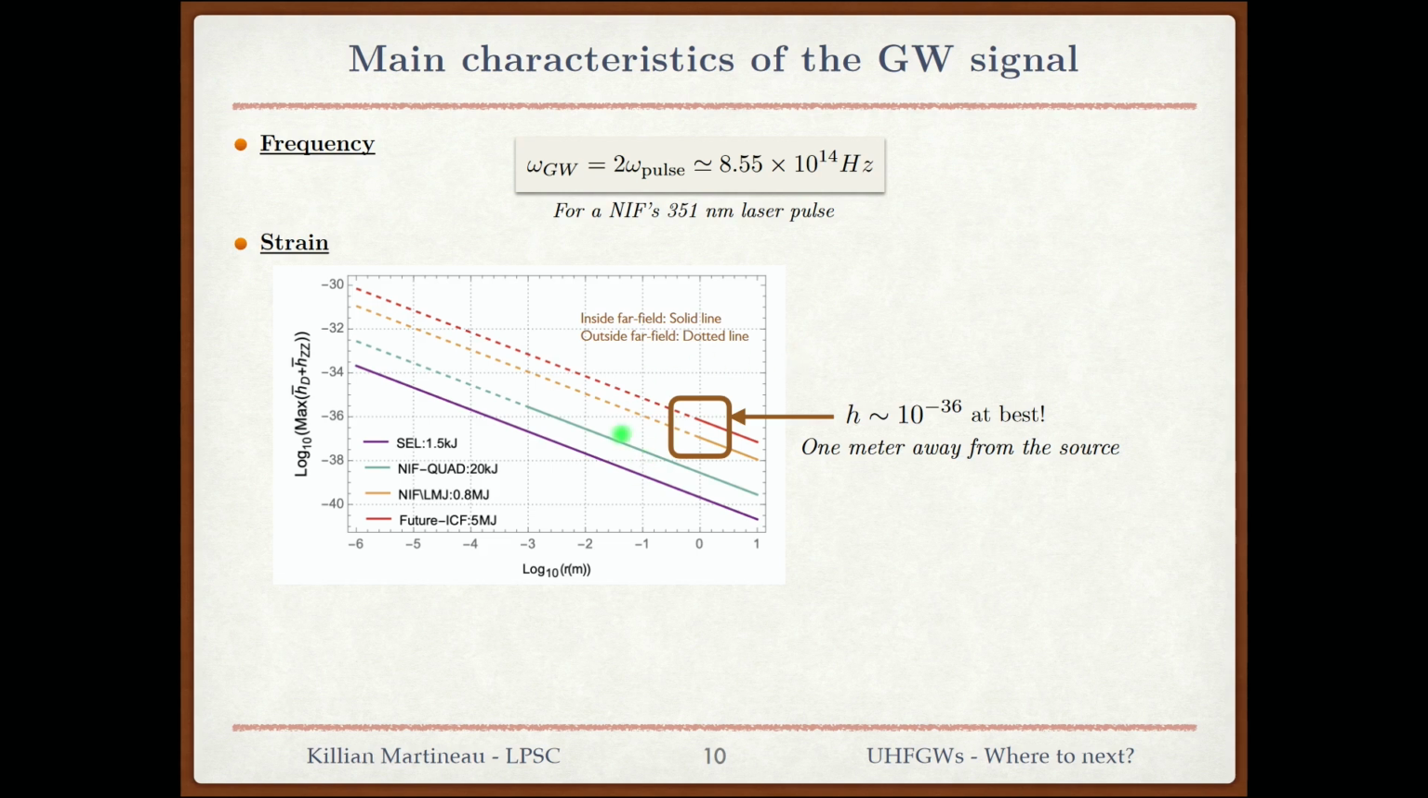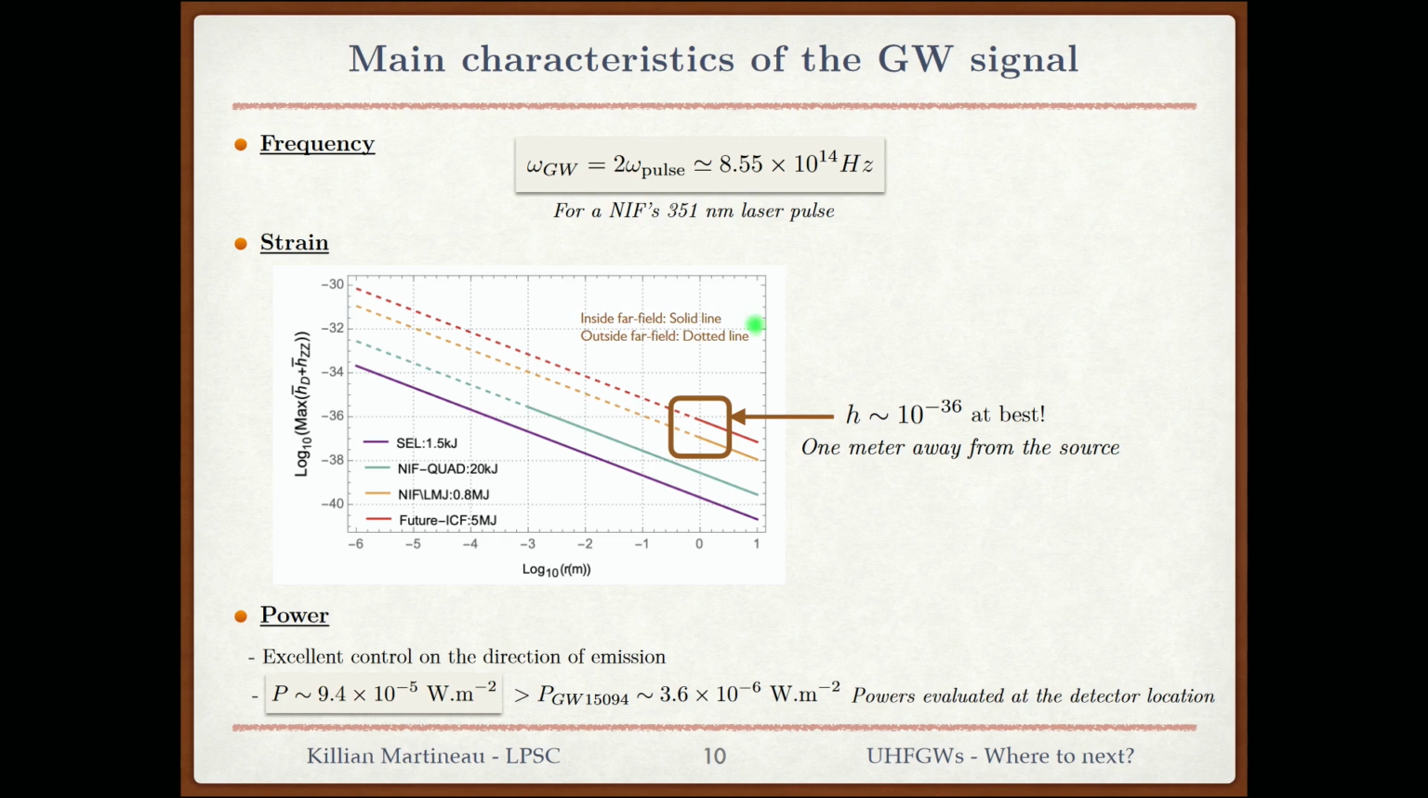Also, the dotted lines correspond to distances to the source at which the far-field approximation, the compact source approximation, cannot be trusted anymore. So you see that even considering the very best facilities that we have today, so the LMJ or the NIF facilities, and even the facilities that can arrive in the upcoming years, the future ICF, the emitted strain is 10 to the power minus 36, at best 1 meter away from the source. This value is obviously very small, but it is what it is.